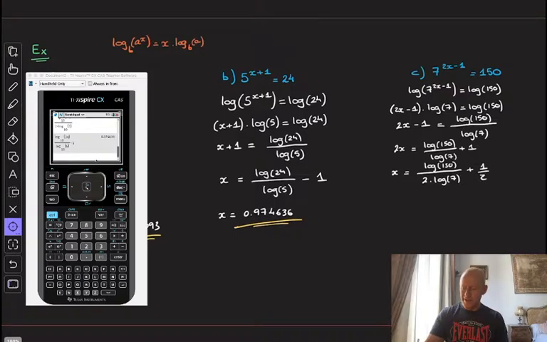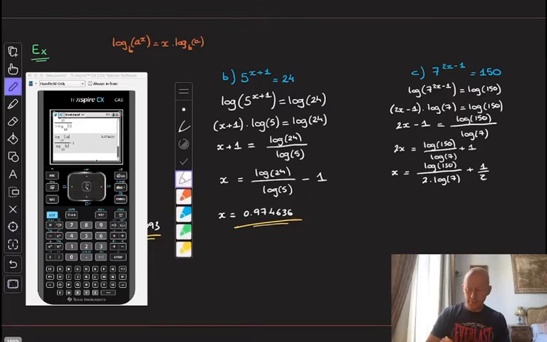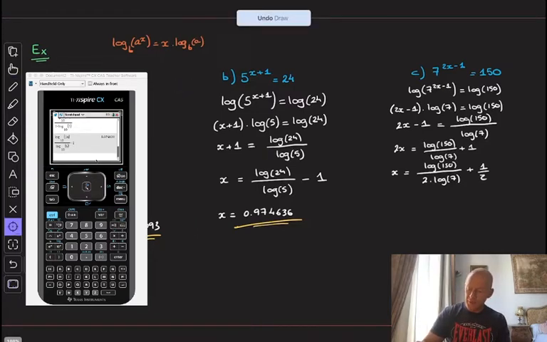If you have trouble seeing how this 2 goes onto the denominator, just remember that all that division is the same thing as multiplication by 1 over 2. So if I wanted to multiply this fraction at the top here by 1 over 2, the numerator would get multiplied by 1, and the denominator would get multiplied by 2, which is how I got this.